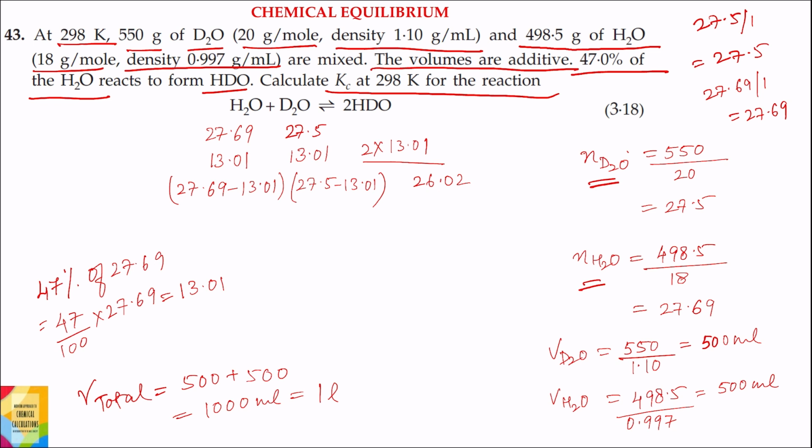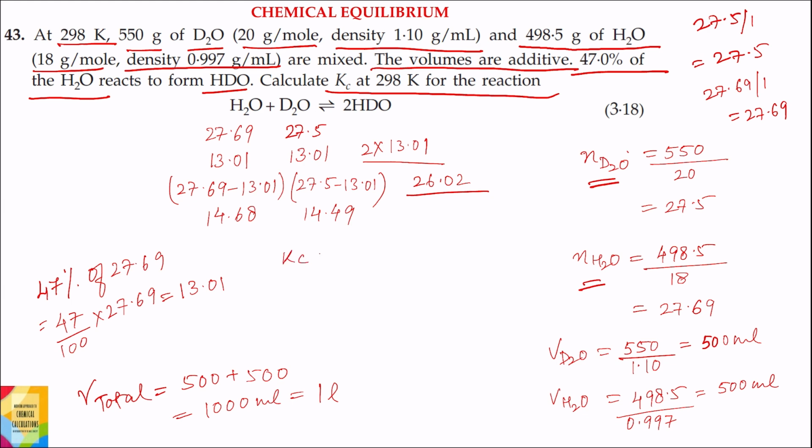Now 27.69 minus 13.01, this is equal to 14.68. 27.5 minus 13.01 is 14.49, and amount of HDO is 26.02. Now we know the concentrations of H2O, D2O and HDO.